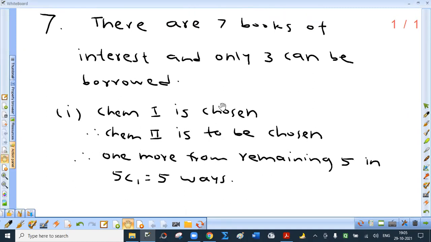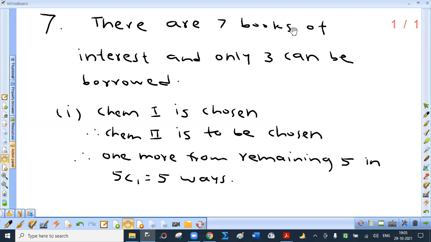So this is the first part. What will be the second part? He wants to borrow chemistry part 2 book only if chemistry part 1 is borrowed. Suppose chemistry part 1 is not borrowed. So part 2 is again not borrowed. So 3 books are to be borrowed from remaining not 7 but from 5. So that can be done in how many ways? 5C3 equal to 10 ways. So total number is 5 plus 10, that is 15.